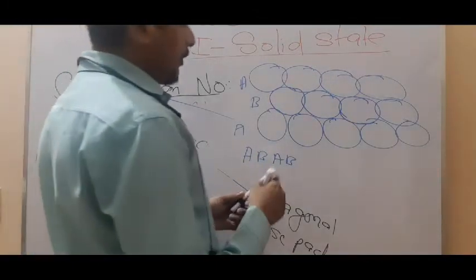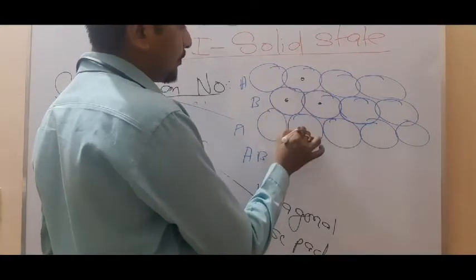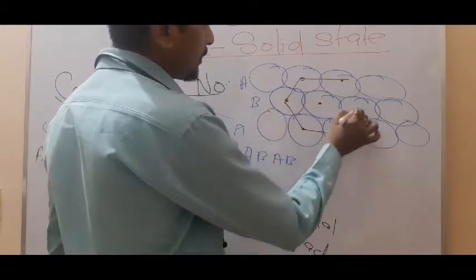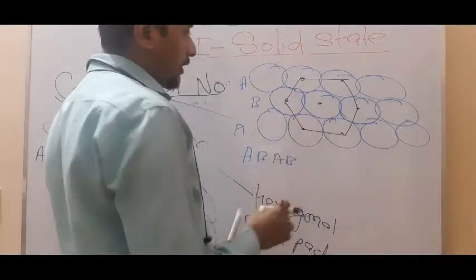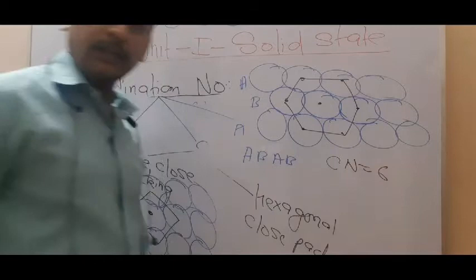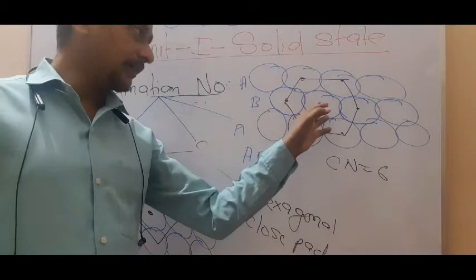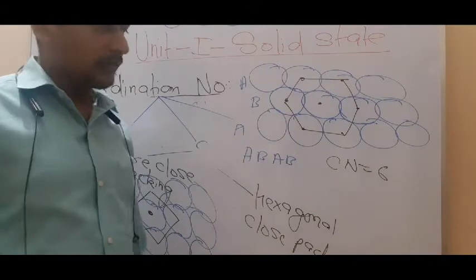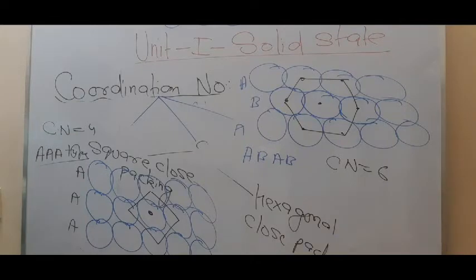Now look at this center circle. If you join the six circles which are attached to the central circle, you will get one hexagon. So that's why the coordination number of this circle is 6. So here the coordination number equals 6, and the packing is known as hexagonal close packing because the central sphere is touched by 6 spheres, and when we join the centers of these spheres, you get a hexagon. So that's why this packing is known as hexagonal close packing. Are you getting this point or not?